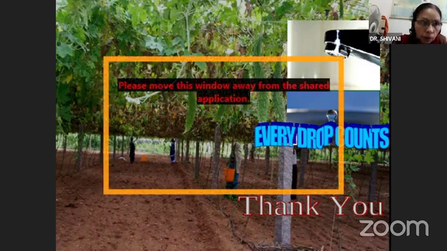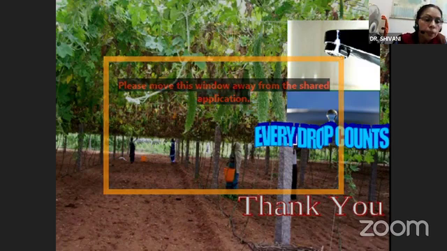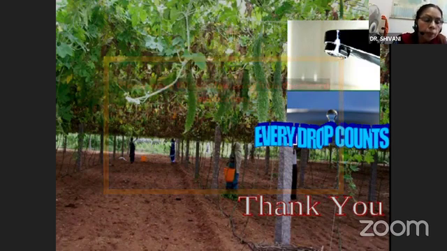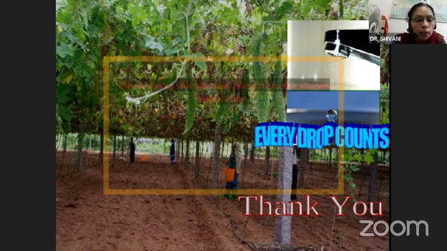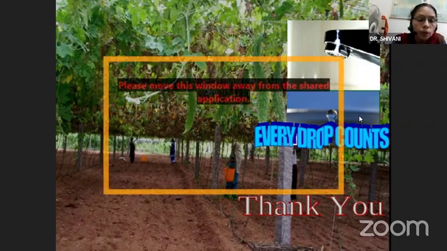Then another thing is that we should choose varieties which can do better not only when they get proper irrigation, but also when there is very little rainfall. That means crop resilient varieties, crop resilient crops like millets. Nowadays, they are getting more importance. These types of crops we should use in our crop area.